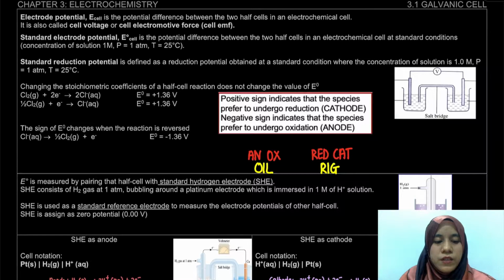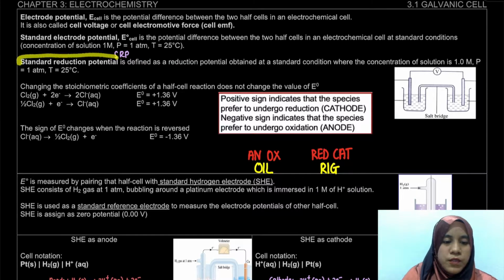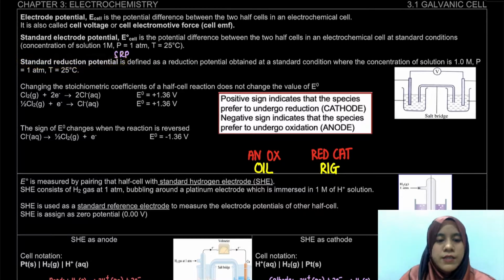Okay, the next definition that we will look at is the standard reduction potential or the SRP. The standard reduction potential is defined as the reduction potential obtained again at standard condition. Okay, standard condition: concentration of electrolyte 1 molar, pressure 1 atm, temperature 25 degrees Celsius. Mostly we will use this standard reduction potential or SRP.